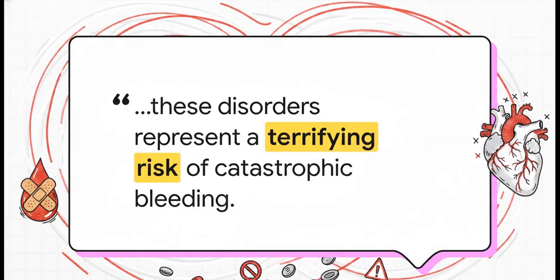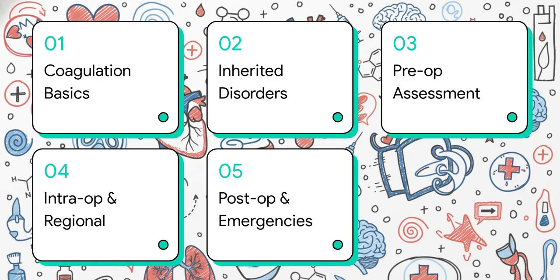Our sources actually set the stage perfectly here, calling these disorders a, quote, terrifying risk of catastrophic perioperative bleeding. And they're right. Getting the management right here isn't just about passing a test. It is literally a matter of life and death for patient safety. So here is our roadmap for today.